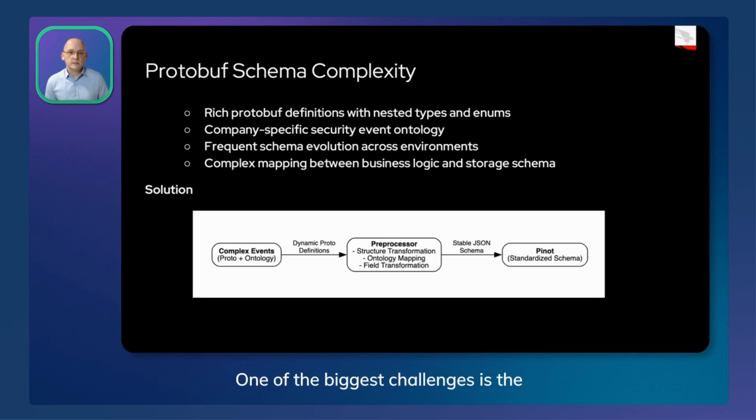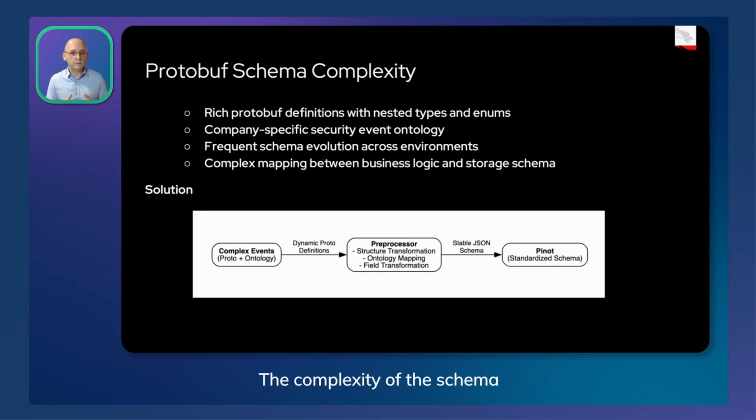One of the biggest challenges is the complexity of our protobuf schema, which includes rich definitions with nested types, enumerations, as well as frequent schema evolution across the environments. On specific parts of the protobuf definition, there are even wrapper types which encapsulate company-specific ontology, which is part of a completely different encoding. So this complexity made it difficult to manage and maintain our schema, especially when it comes to parsing the fields and making changes.